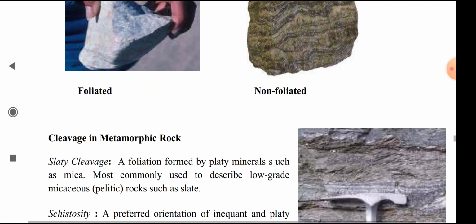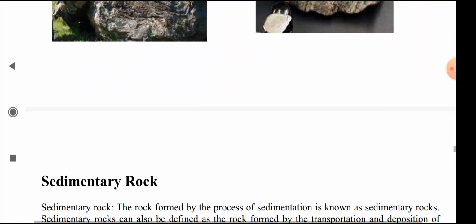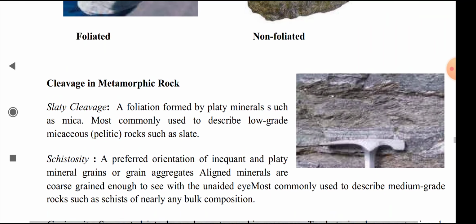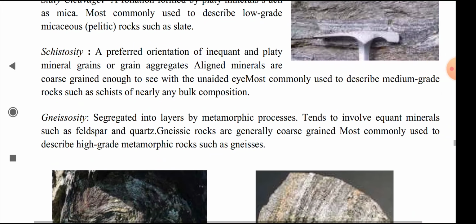Next, changes in cleavage in metamorphic rocks: slaty cleavage, schistosity, gneissosity. Slaty cleavage is a foliation formed by platy minerals such as mica, most commonly used to describe low-grade micaceous phyllitic rocks such as slate. Schistosity is a preferred orientation of inequant and platy mineral grains or grain aggregates. Aligned minerals are coarse grained enough to see with the unaided eye, most commonly used to describe medium grade rocks such as schist of nearly any bulk composition.